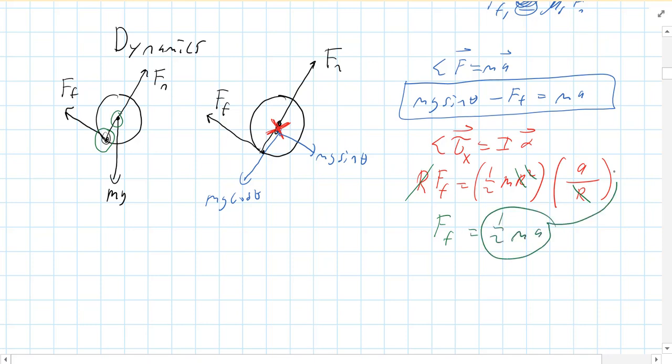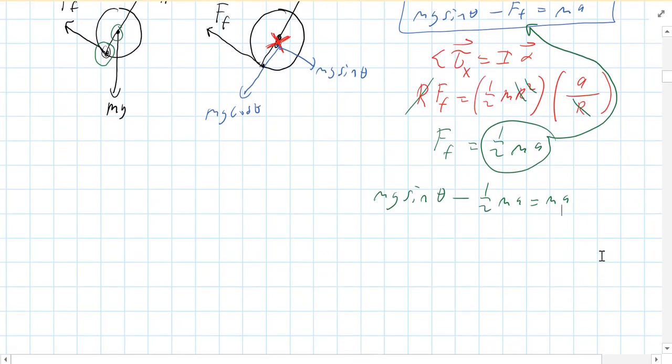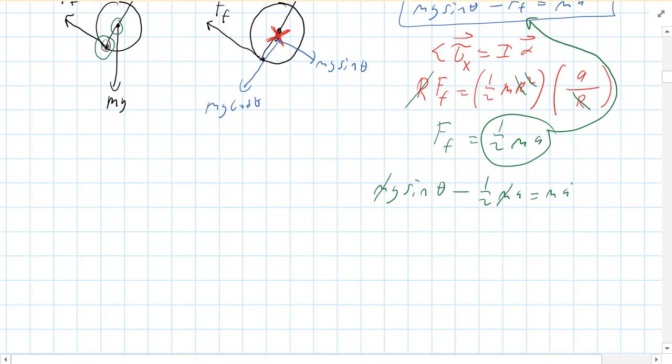And then I'm going to take that and plug that in here for friction, and we're going to get our acceleration. So you've got mg sine theta minus friction, which we now know is 1/2 ma, and this equals ma. Hey, look, the masses cancel. Surprise, surprise, right? The acceleration shouldn't depend on the mass. And you get a little algebra here. You get g sine theta equals 3/2 a, or a is 2/3 g sine theta.